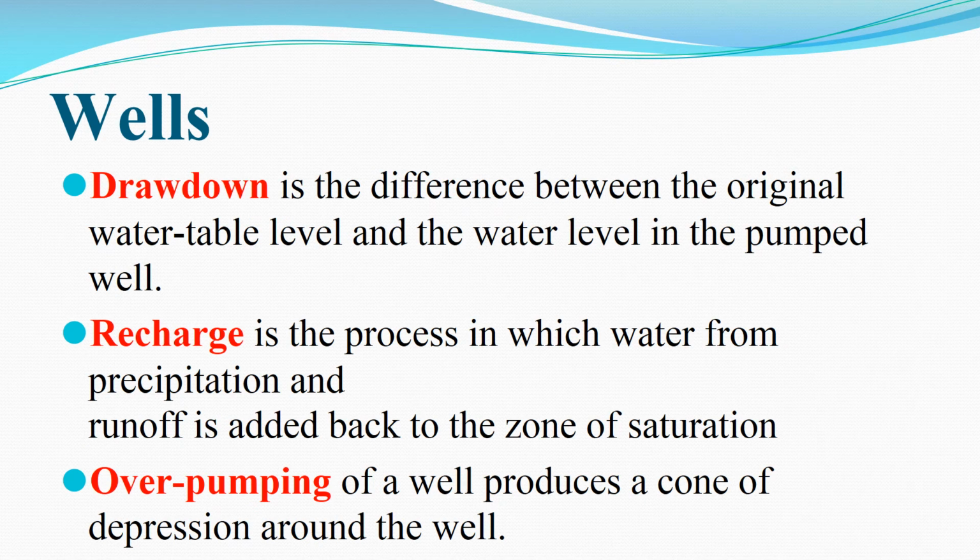So the thing is, with wells, we have a drawdown, which is the difference between the original water table level and the water level pumped in the well. We have recharge, which is the process in which water from precipitation and runoff is added back to the zone of saturation. And overpumping is basically when a well produces a cone of depression around the well.